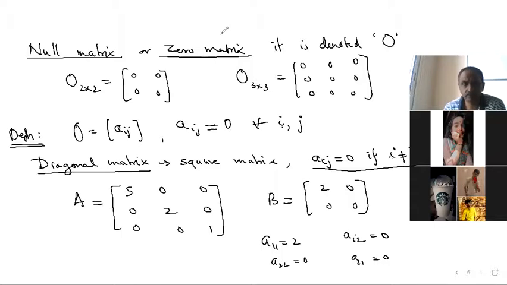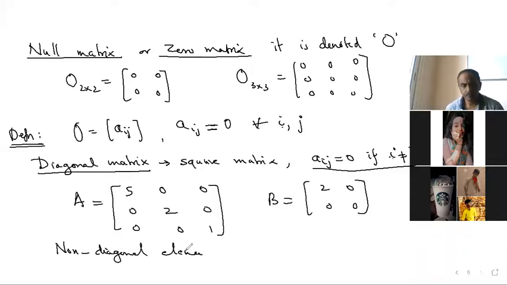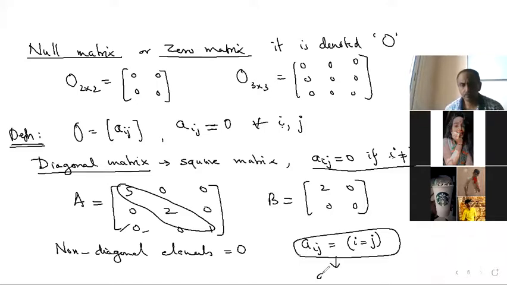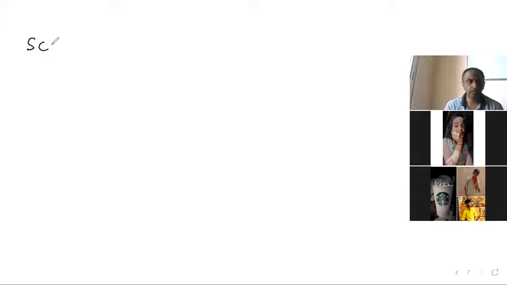Have you written? Yes, sir. So a diagonal matrix is a square matrix whose non-diagonal elements are zeros. Remember, this is not a diagonal element. This is not diagonal. Only this is diagonal. Aij with i equal to j are called diagonal elements. i and j should be equal, then they are called diagonal elements. Is it fine? Can I change the page? Yes. Okay.